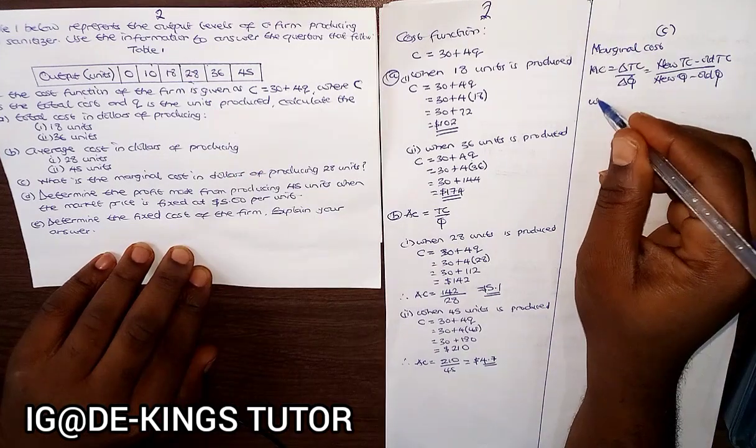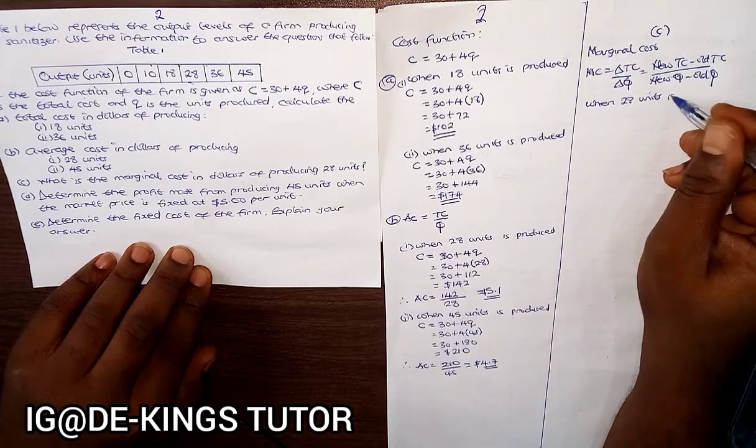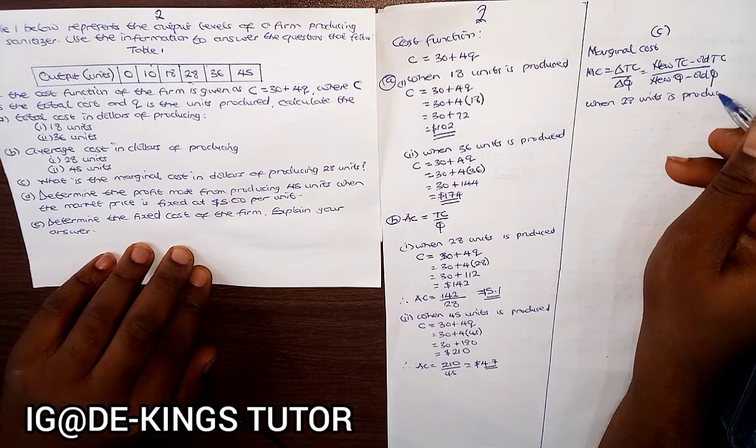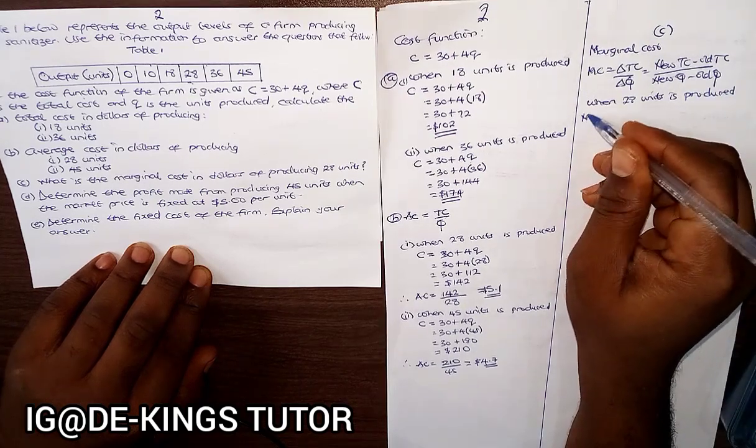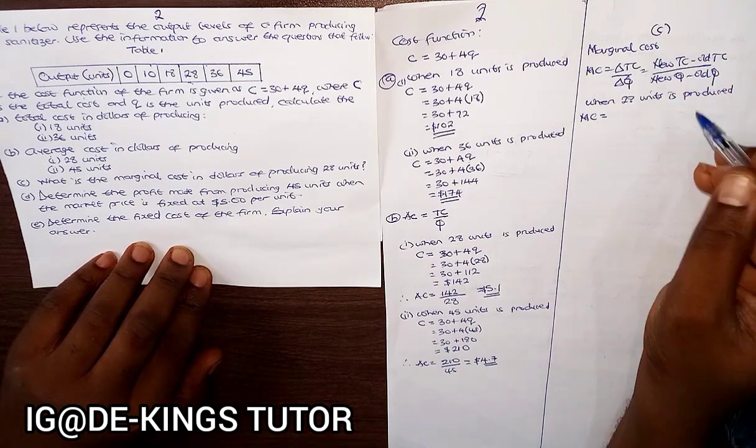So it will now be when 28 units is produced, our marginal cost equals the new total cost.